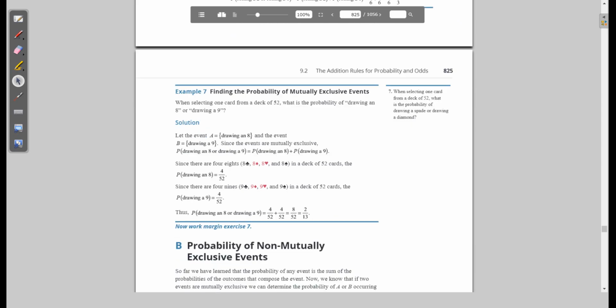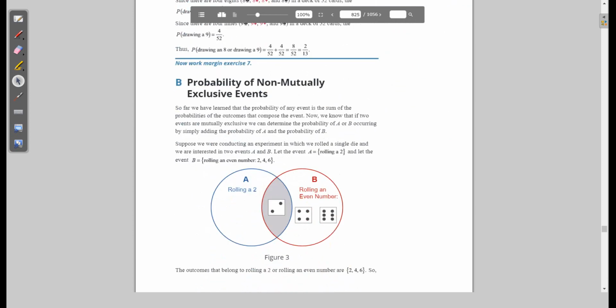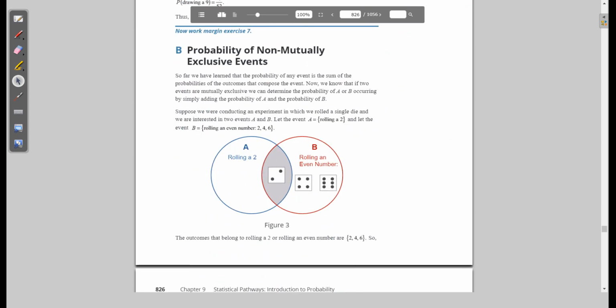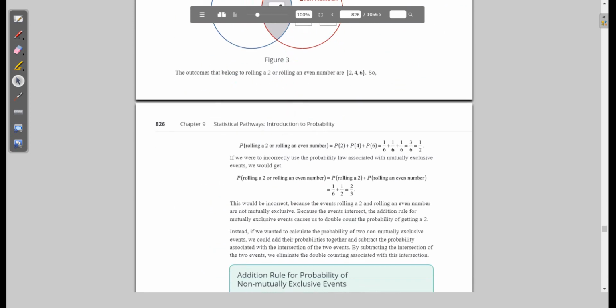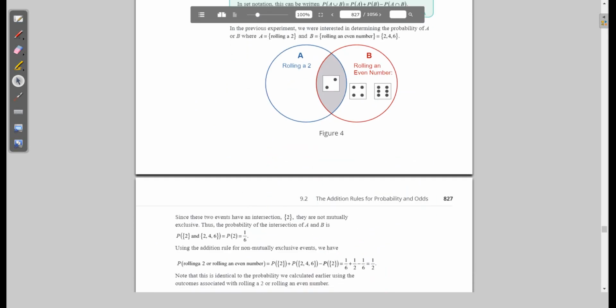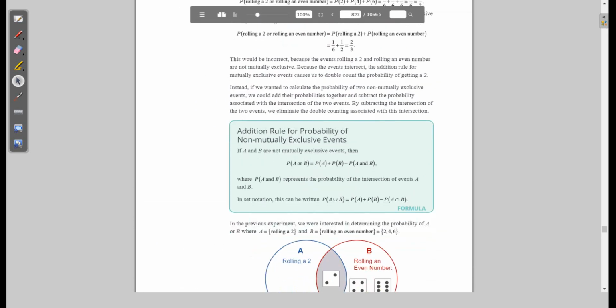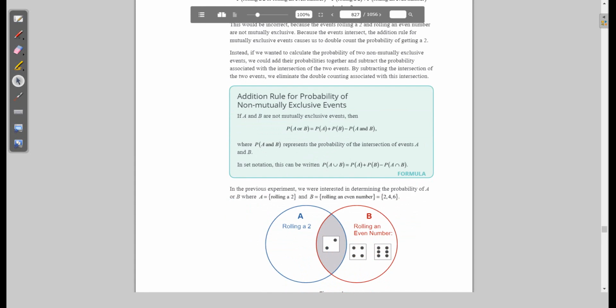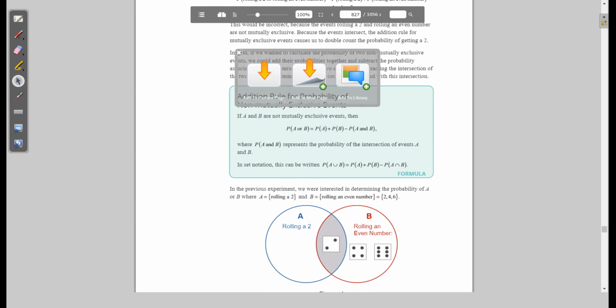Okay, maybe it's not going to be as long as I thought. Here we go. So, probability of non-mutually exclusive events. The way non-mutually exclusive events work is, let me collect my thoughts on how I can explain this. Maybe I can go straight to the example.